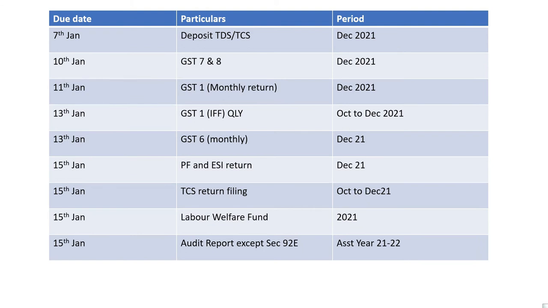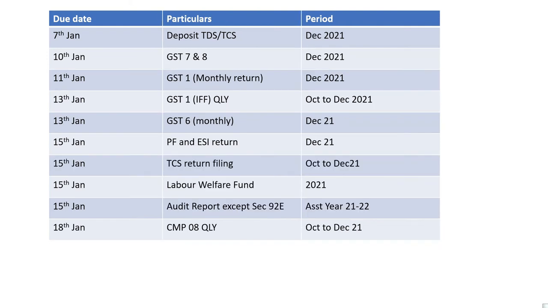And 15 January is the tax audit report filing date, except if you come under section 92E, which is related to international transactions. For them it is 31st January, and for others it is 15th January. In case you are a composition dealer registered under GST composition scheme, then you have a due date on 18th January for the third quarter. In case you are doing within-state business and your turnover is less than 1.5 crore, you can apply for the composition scheme and save your tax also.